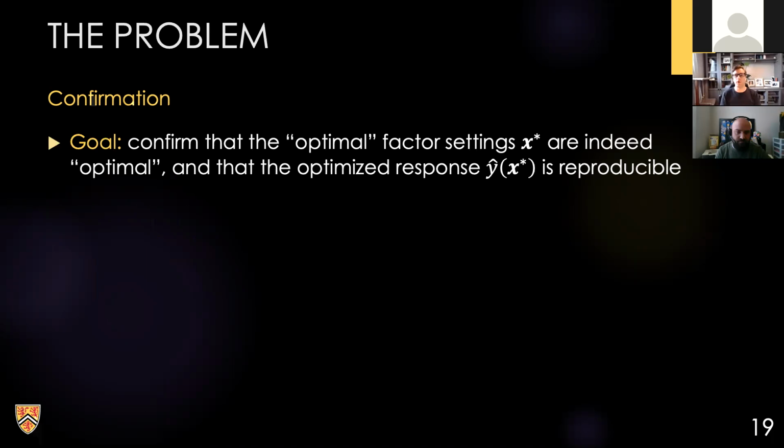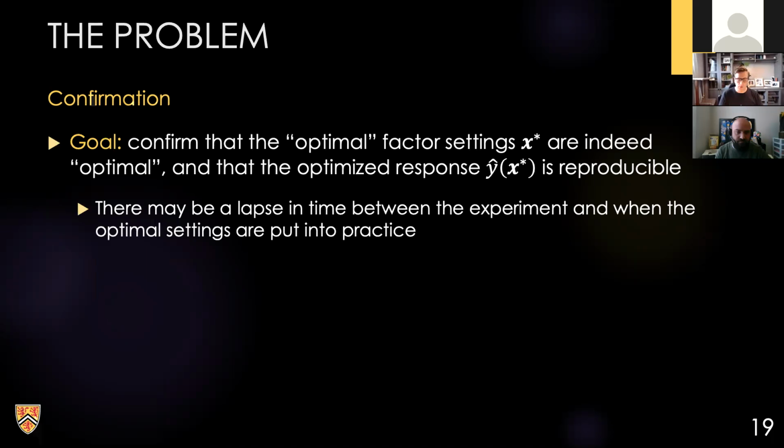So we want to determine whether that position is indeed the optimum, and we would also like to reproduce the good performance that we saw in the experiment in terms of that predicted response. And there are a number of reasons why you might want to do this. One very practical one is that often there is a lapse in time between when your response surface design is conducted and when you take your optimum and put those results into practice. And it would be nice to confirm that there's no significant deviation in those results that arises over time.